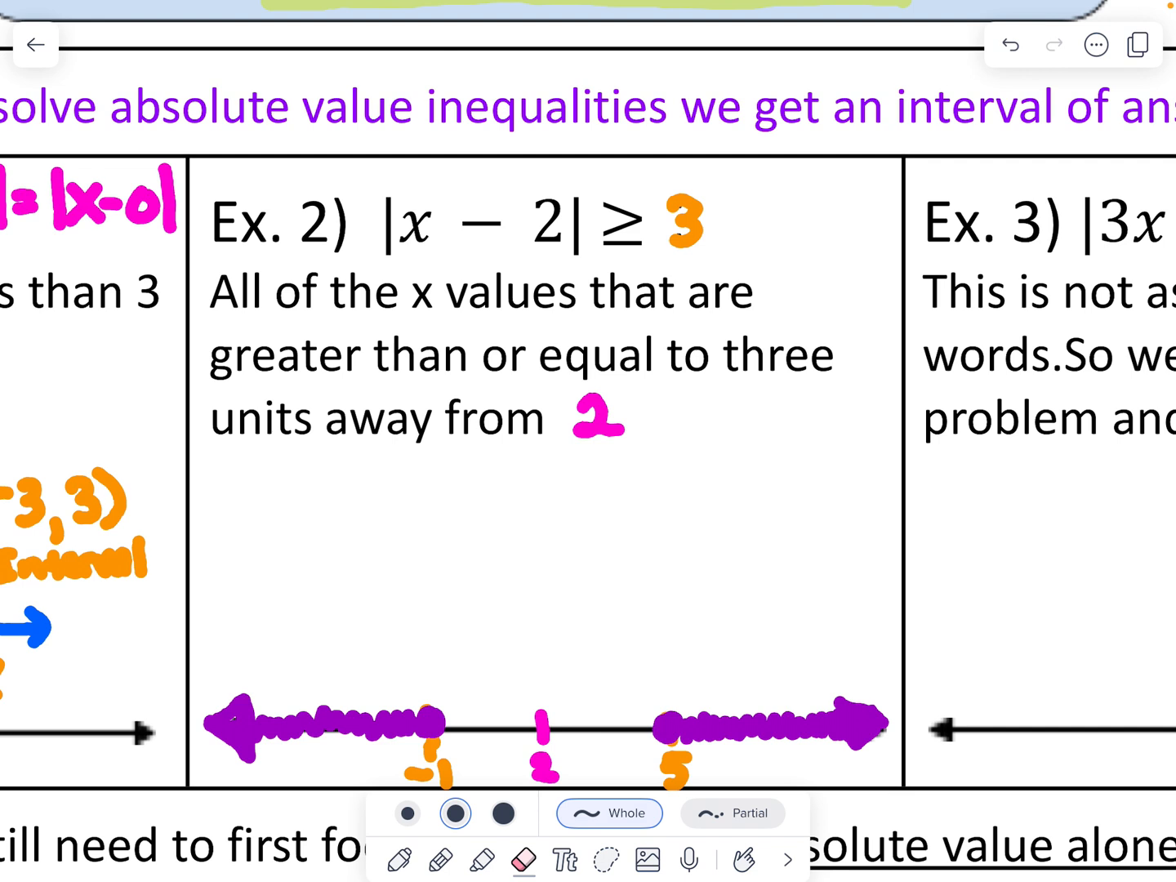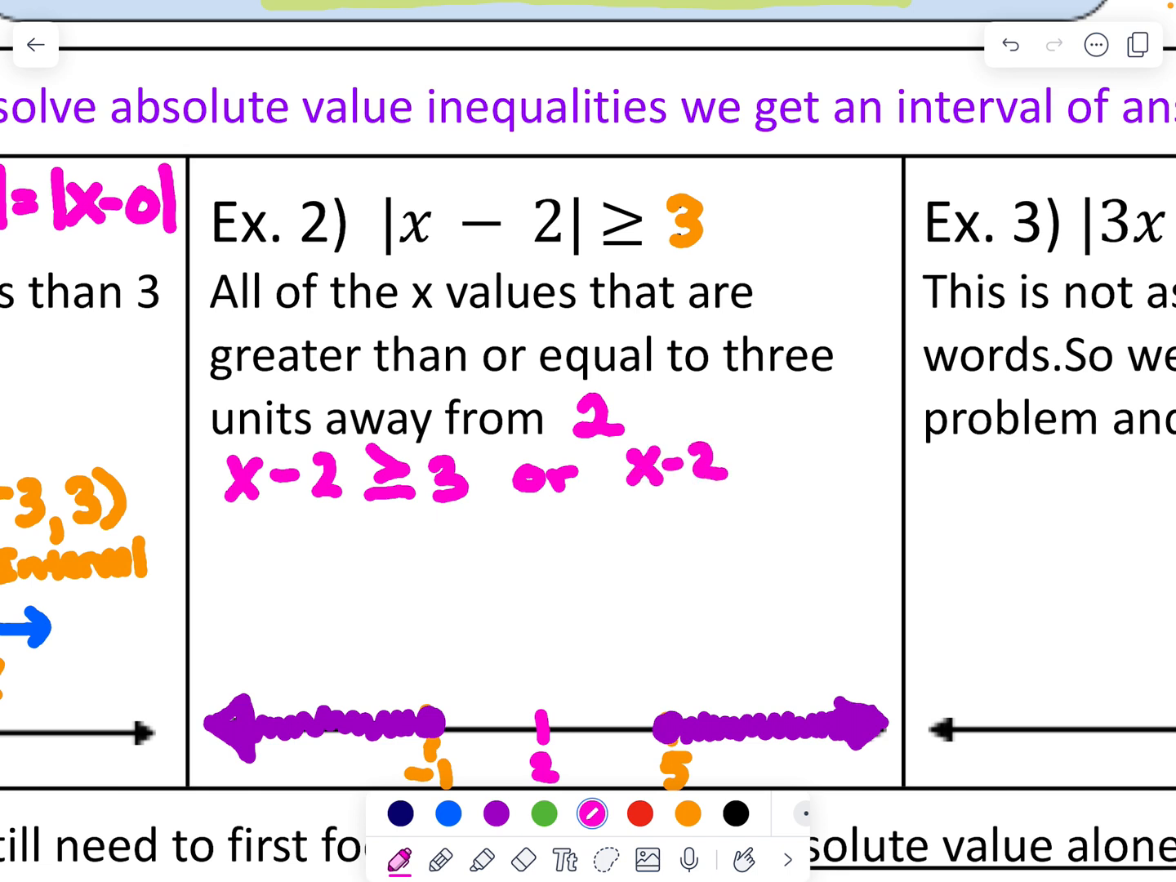Let's see how we would do this algebraically again. We start with the inside, x minus 2, greater than or equal to 3. Since the distance is getting greater than, that means an "or". If we have a greater than, we say or, and if we have a less than, we say and. Then we also do the inside with the opposite value, and when we do the opposite value, we have to change the inequality. So we have these two things. For the first one, we add 2, and we get x is greater than or equal to 5. That's this guy.